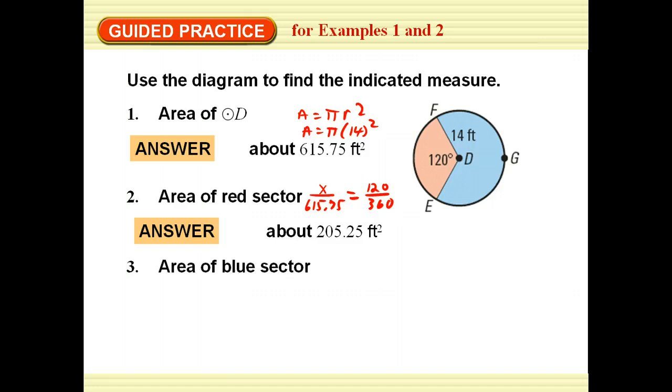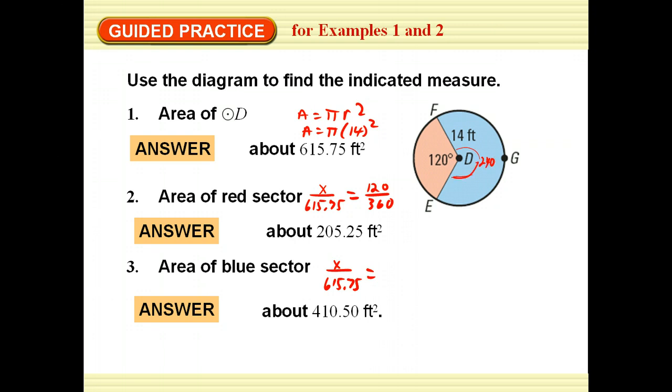The area of the blue sector comes out to be about 410.50. We can do that in two ways. We can say that x is to 615.75 as the measure of this arc, which will be 240, since the whole thing is 360, and solve that. Or we simply could have done 615.75 minus the area we found before, and that also gives us 410.50.